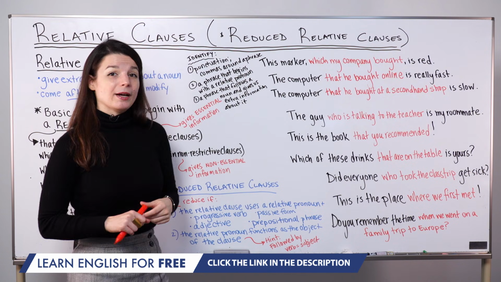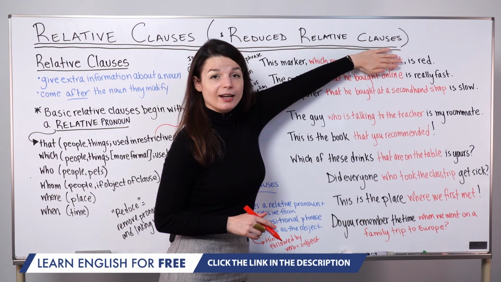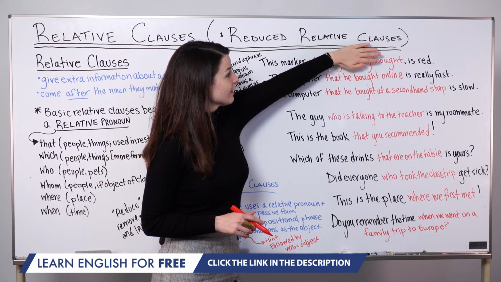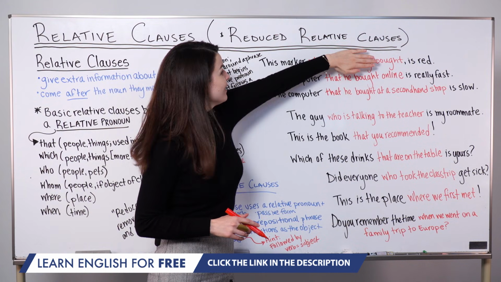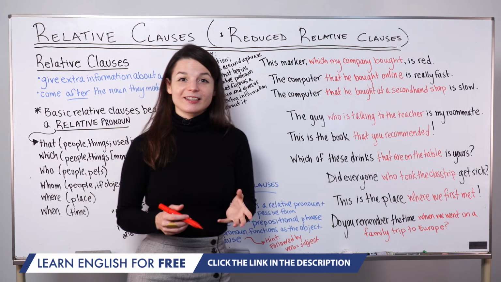Another really great way to test is to try removing the clause and seeing if the sentence is grammatically correct. If I remove this part, the sentence becomes, this marker is red. It's a grammatically correct sentence.